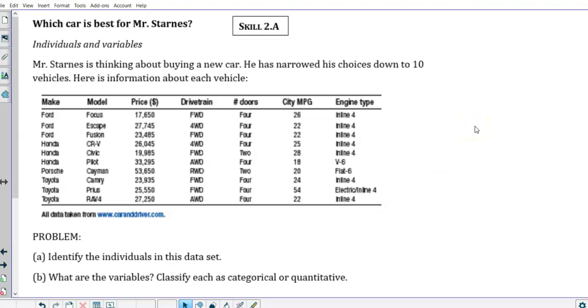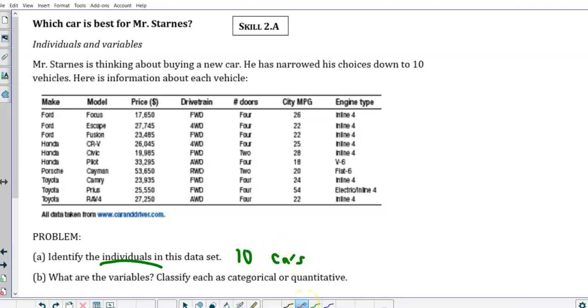Okay, let's go to the next part here, at least kind of review this. Let's make sure you're all getting this. Mr. Starnes is thinking about buying a new car. He's narrowed down the choices to 10 vehicles. Here is the information about each vehicle. So who are the individuals in this data set? Individuals in this case would be the 10 different cars that were chosen.